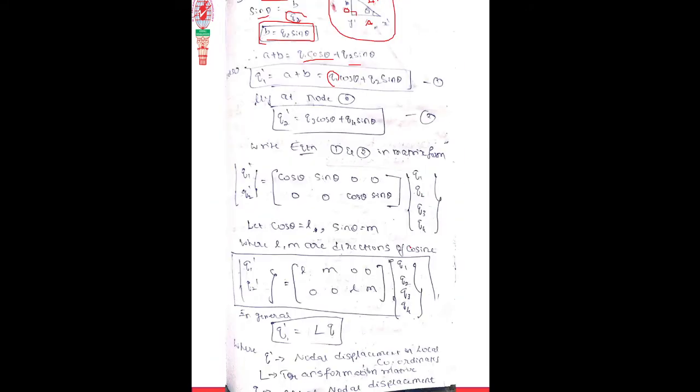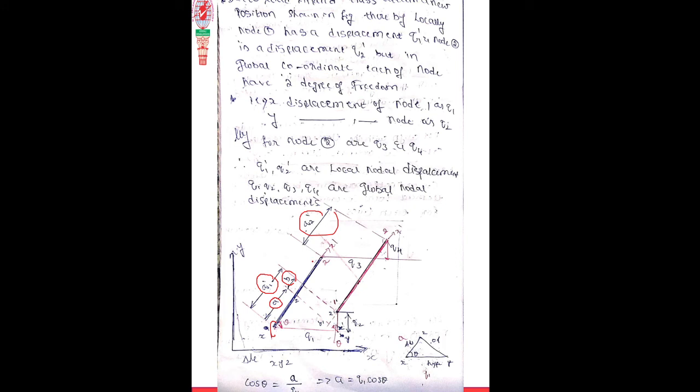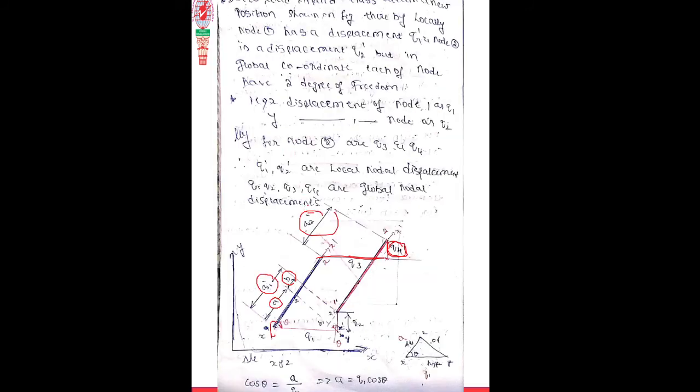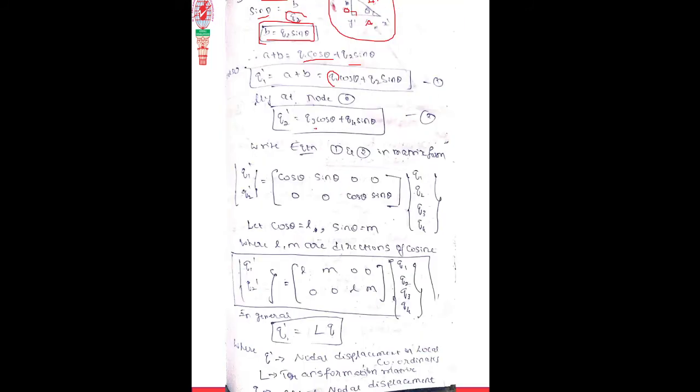What is the x direction displacement with respect to the global coordinate system? Q3. With respect to y, what is the distance with respect to the global coordinate system? Y direction. Q4, no? Therefore, I can directly call Q2 dash. If you want Q2 dash distance with respect to the global coordinate system, I can call it Q3 cos theta plus Q4 sin theta.